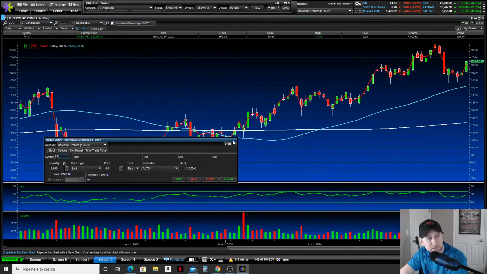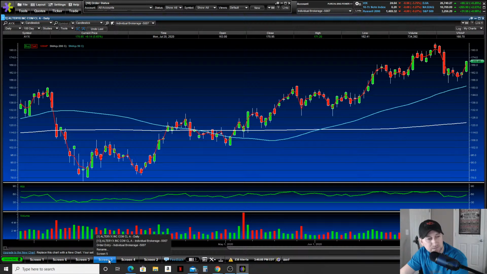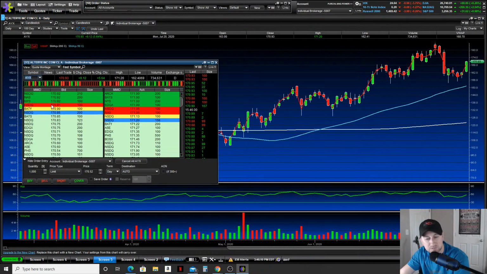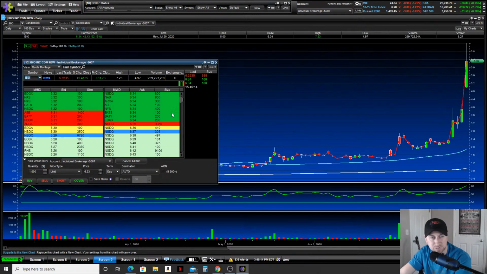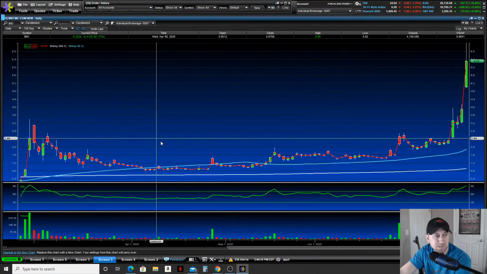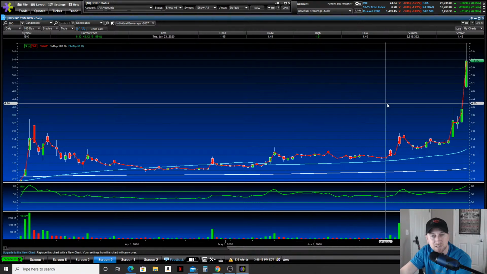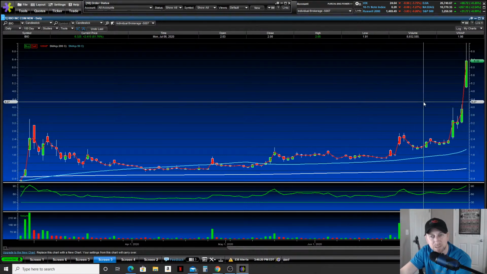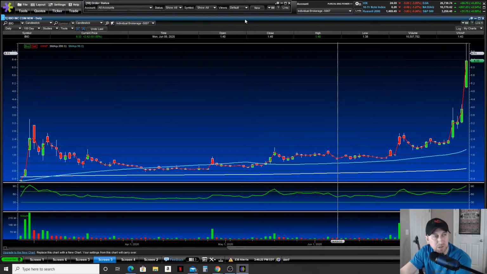Let's see. Another one was IBIO. Plug that in. See what this thing's doing on the daily chart. This is the daily chart, so it gapped up big on the daily and it's been green all day.